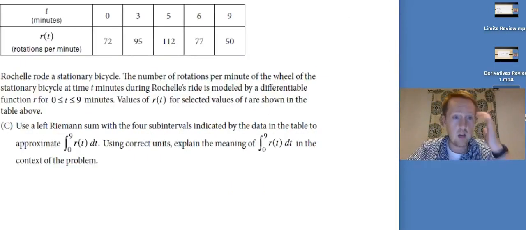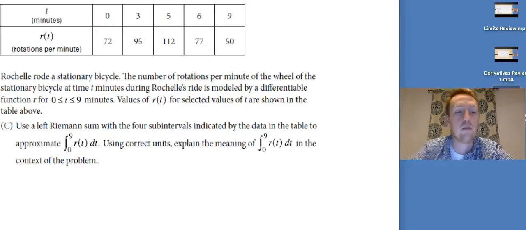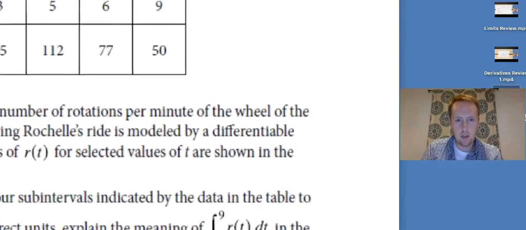Okay. We've got Rochelle again. Rochelle was very busy apparently. Use a left Riemann sum with 4 subintervals indicated by the data in the table to approximate the integral from 0 to 9 of r of t dt. Using correct units, explain the meaning of the integral from 0 to 9 of r of t dt in the context of the problem. Okay, we're doing a left Riemann sum, so let me do that up here.